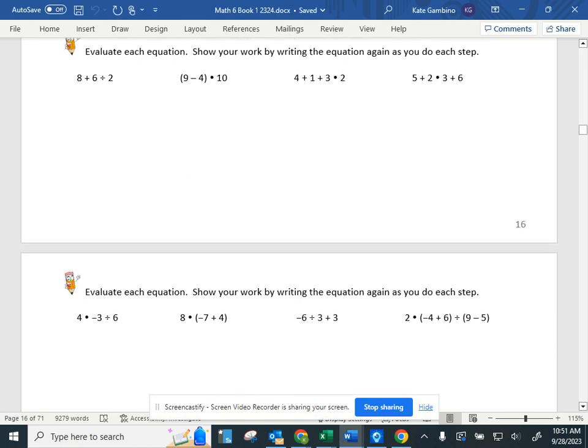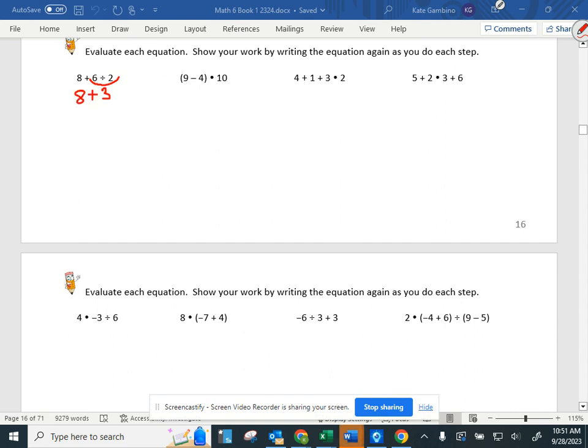So, 8 plus 6 divided by 2. What am I going to do first? Sawyer. Yeah, 6 divided by 2 because division comes before adding. So 6 divided by 2 is 3. I'm going to bring down the rest of my equation.